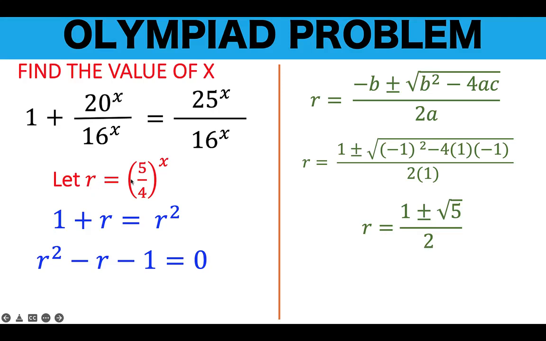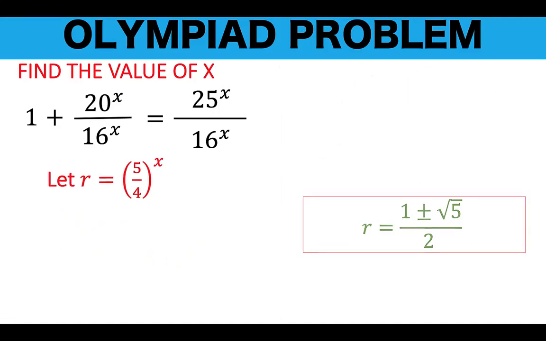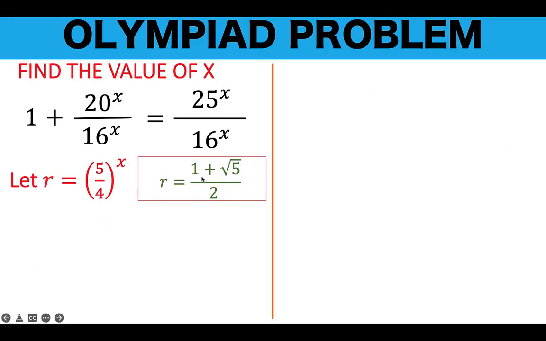But notice that r is equal to 5 over 4, which is a positive base raised to a variable exponent, raised to x. No matter what the value of x here, we cannot get a negative value for r. And so we'll ignore this minus sign because that will give us a negative value for r, and we'll just accept r equals 1 plus square root of 5 over 2. Now from these two statements, we now have 5 over 4 all raised to x equals r, and r is equal to 1 plus square root of 5 over 2. This is now the equation that we can use in order to find the value of x.